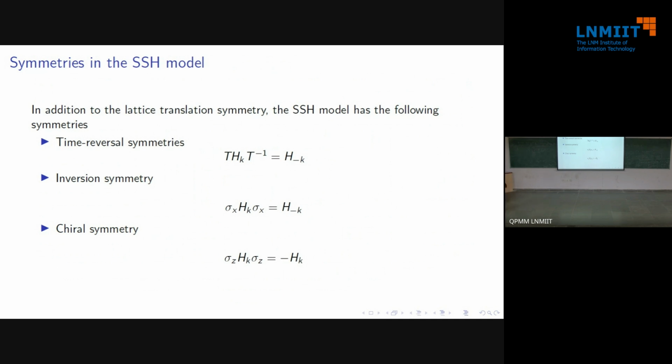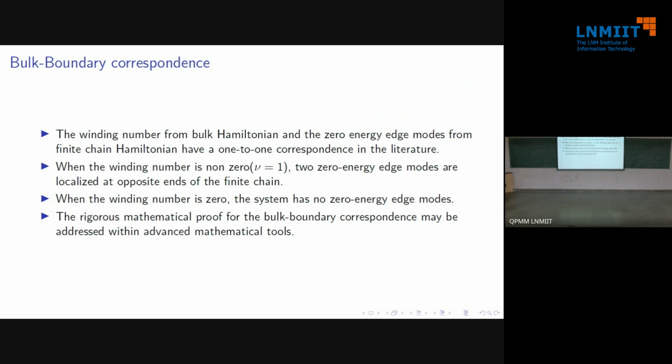The electron can only hop between A to B within the unit cell or between the unit cells. So now to establish a bulk boundary correspondence, from the bulk we are trying to derive a topological invariant, which is a winding number which has 1, 0 and undefined. And from the boundaries we have these zero energy modes. When the winding number is 1, we see a couple of zero energy modes, and when the winding number is 0, we don't see any zero energy states.